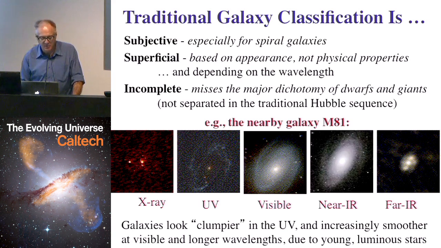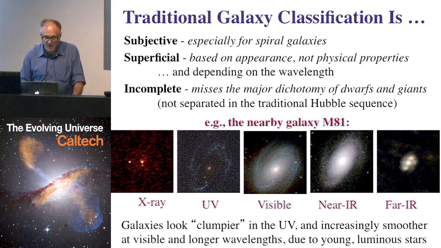drawbacks. First of all, it's completely subjective. To some people, the galaxy may look like it's got really prominent spiral arms, and other people may not so much. And anyway, it's based on which filter you take a picture in, because if you use bluer filters, you see more star formation, and if you use redder, you see less. And it's all sort of a beauty contest type of assignment.